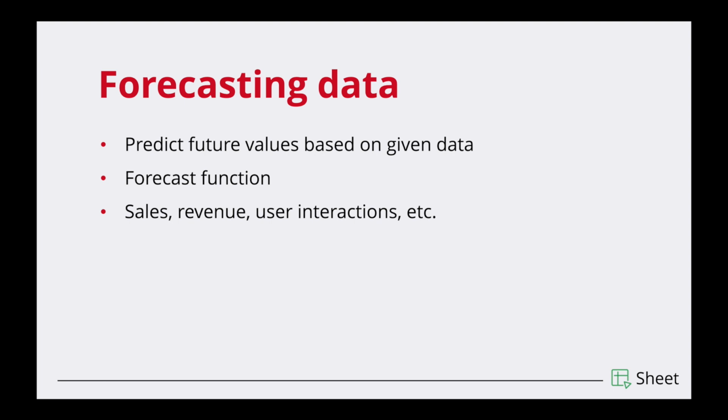And then we have forecasting data. Forecasting data is nothing but predicting future values from the given data set that we have. In Zoho Sheet, you can use the forecast function in order to achieve the same. And this forecasting can also be done for various domains, for example, sales, revenue, user interactions, etc. Now we'll jump into the demonstration where I'll be showing you how to use these various features in Zoho Sheet in order to visualize data trends and forecast data.